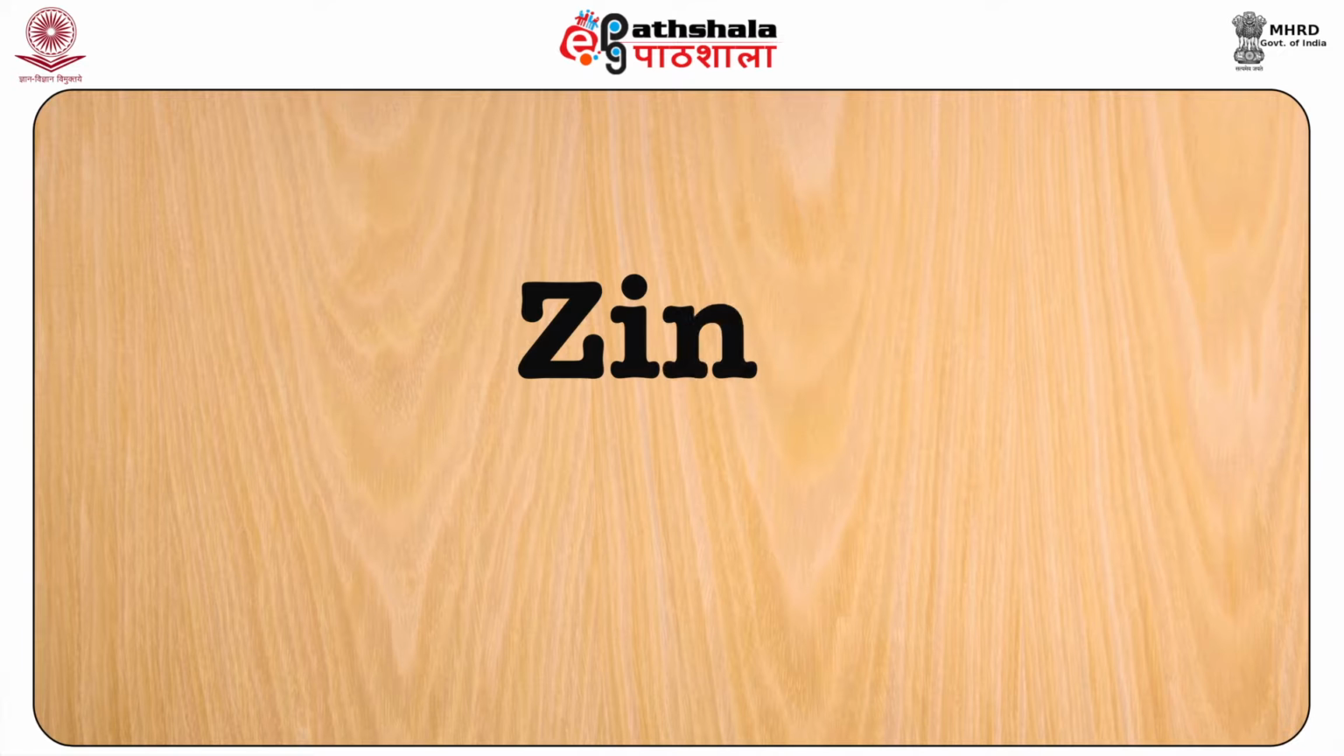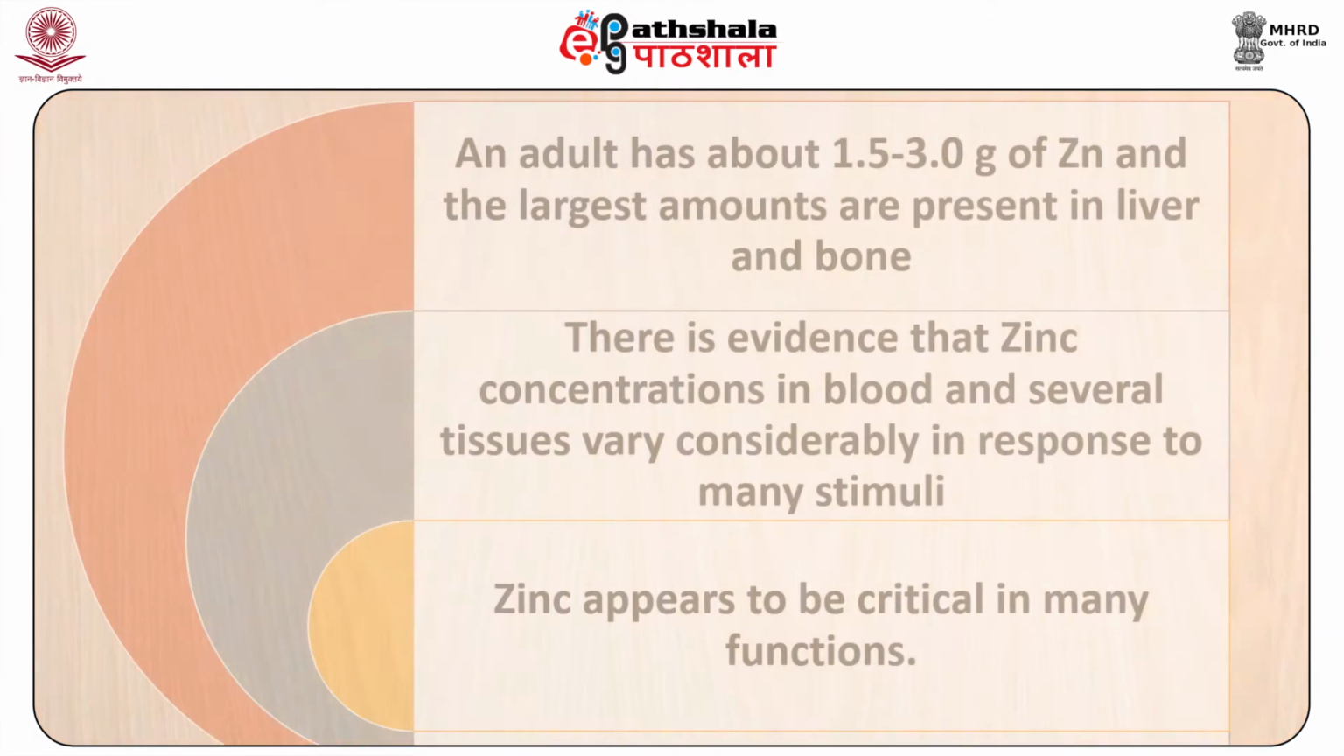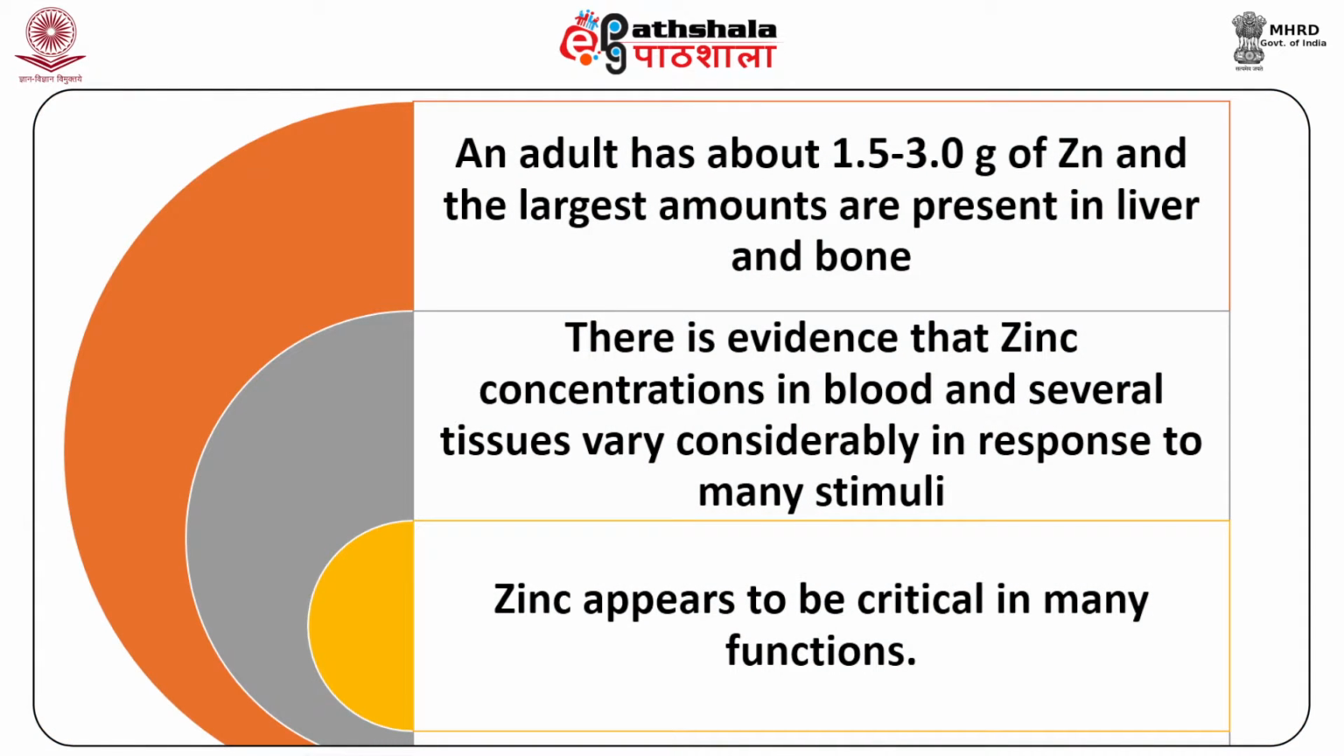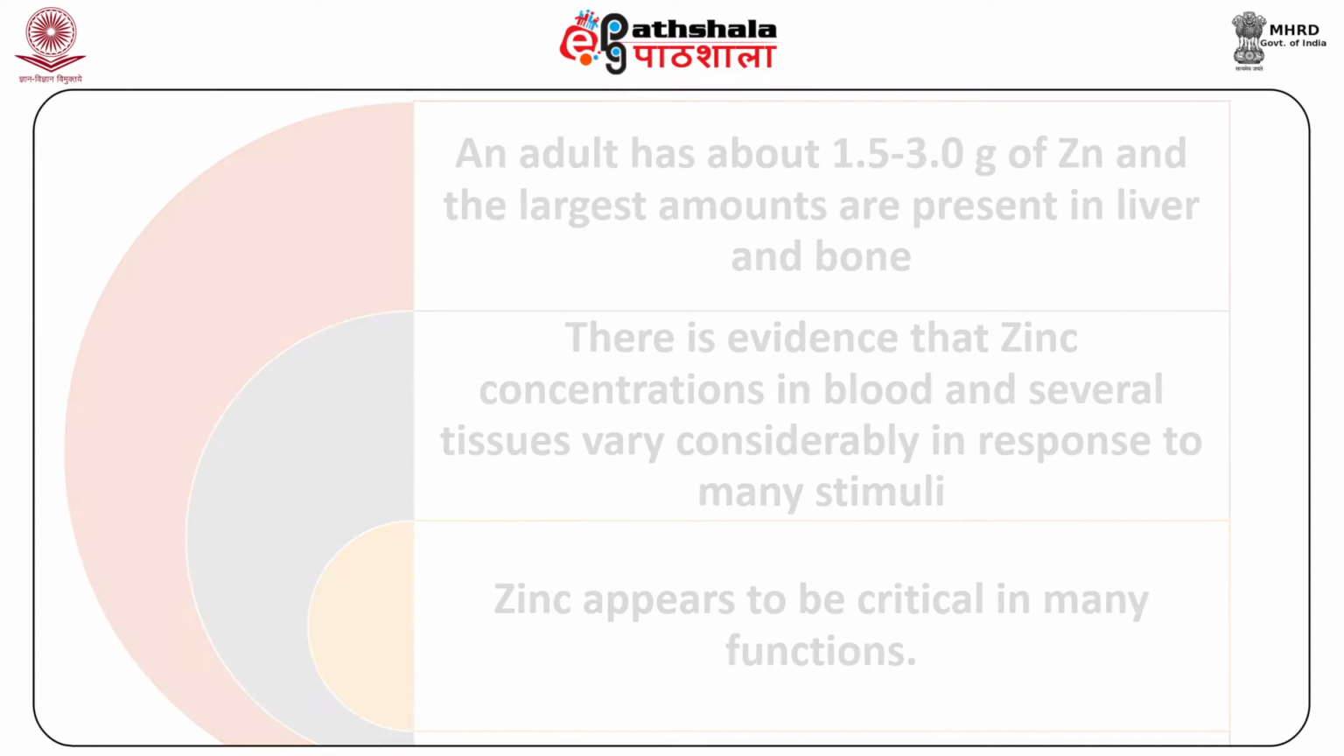Zinc. An adult has about 1.5 to 3.0 grams of zinc, and the largest amounts are present in liver and bone. There is evidence that zinc concentrations in blood and several tissues vary considerably in response to many stimuli. Zinc appears to be critical in many functions.